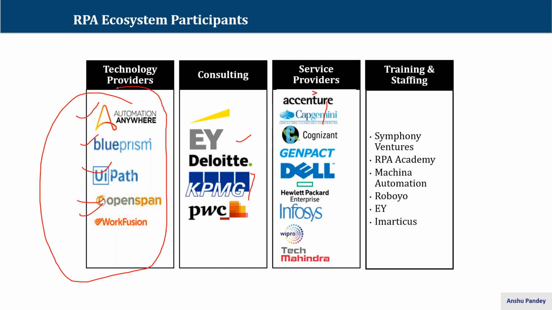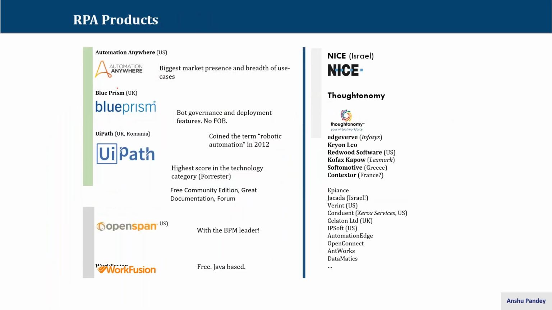Right, so what are the software? The popular software include Automation Anywhere, Blue Prism, UiPath, OpenSpan, WorkFusion, NICE, Thoughtonomy, and then there are many more: Edgeverve, Kryon, Kofax Kapow, Redwood Software, Softomotive, Contextor, Appian, Jacada, Conduent, IPsoft, AutomationEdge, Open Connect, Antworks, Datamatics.